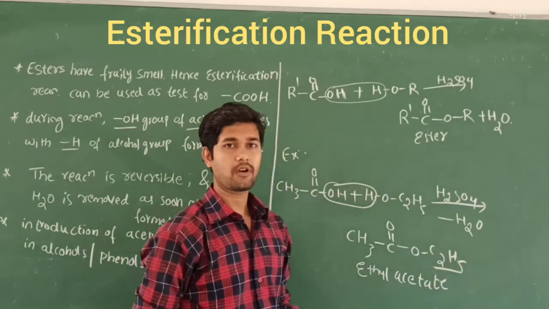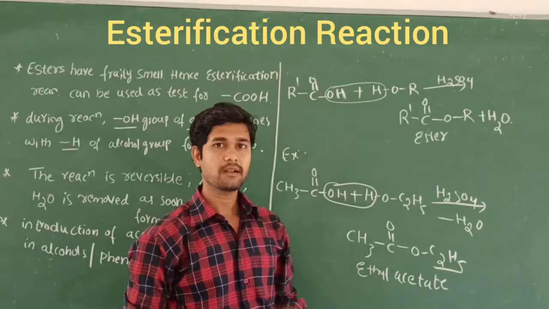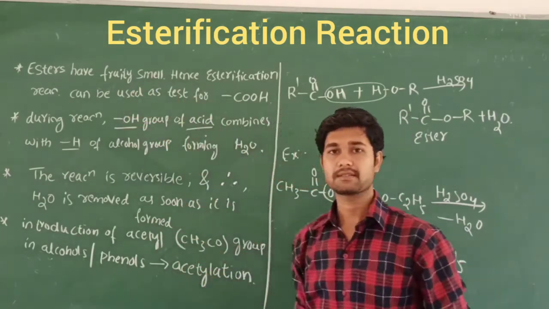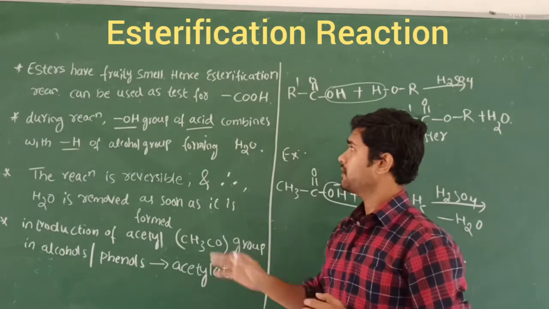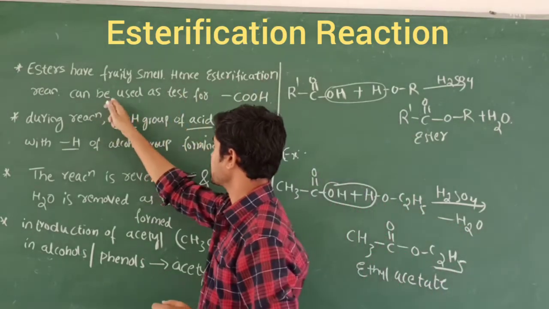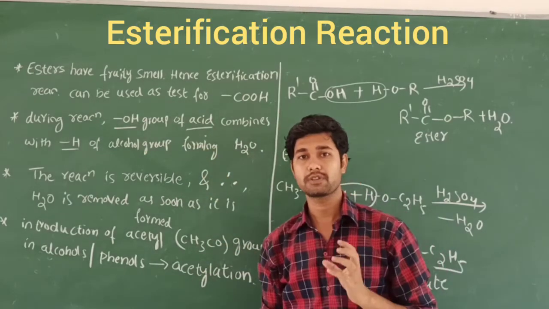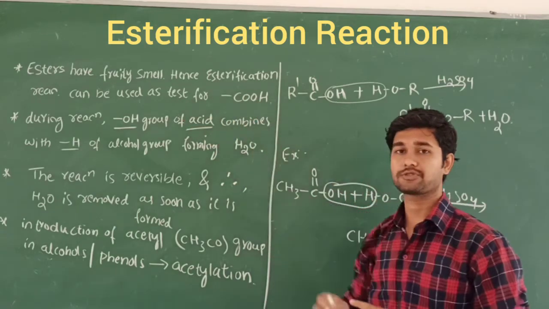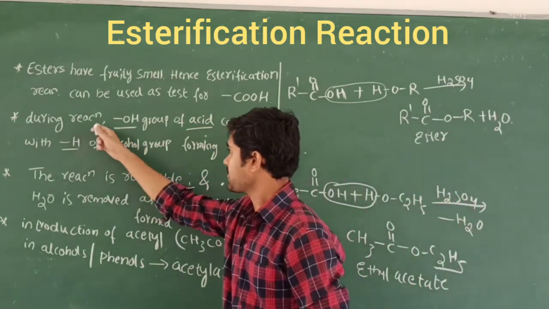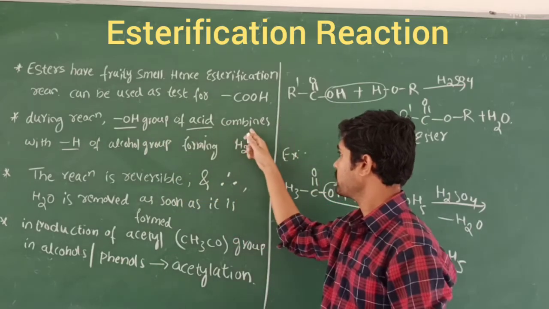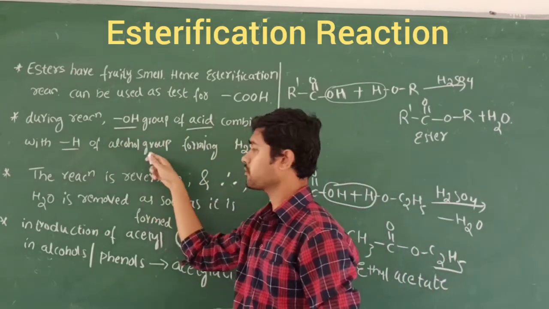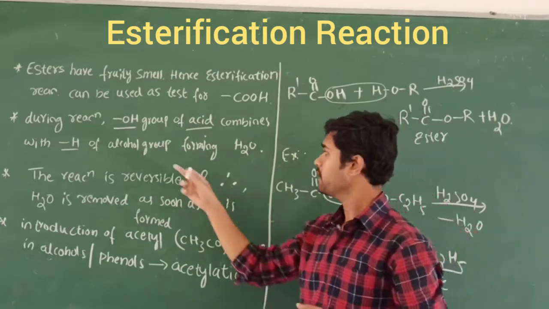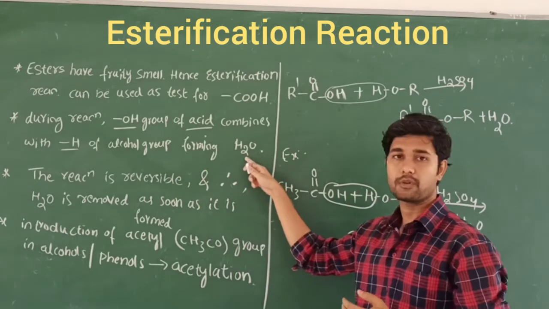So like this, we obtain the ester, and based on this reaction, we have summarized some of the information. Let's see here. Esters have a fruity smell. Esters always have a fruity smell, and hence the esterification reaction can be used as a test for carboxylic acids. During this reaction, the OH group of the acid combines with the H of the alcoholic group, like this. OH of the acid and H from the alcohol combine, and the water molecule is removed.